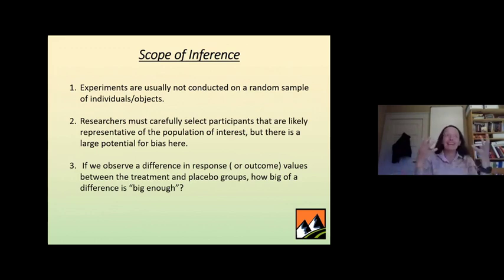So even if we can say smoking caused lung cancer in this group, or we can say with an experiment that this diet reduced cardiovascular events, we have to be careful about the scope of inference, because maybe our experiment was only done on white males who were between 50 and 70 years old. So then we have to be really cautious about the conclusions that we make.